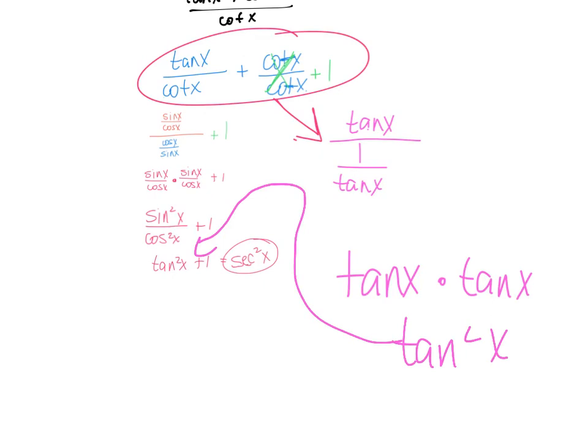Would that be our final answer then? You'd come to this point, the tangent squared of x plus 1, and then you would have to change it to secant. Always want to simplify. You always want to make it small. But again, there's not just one way to do this. Everybody's mind thinks differently.